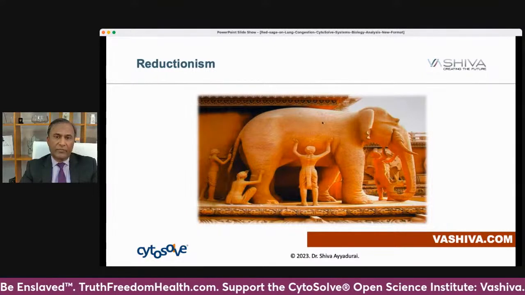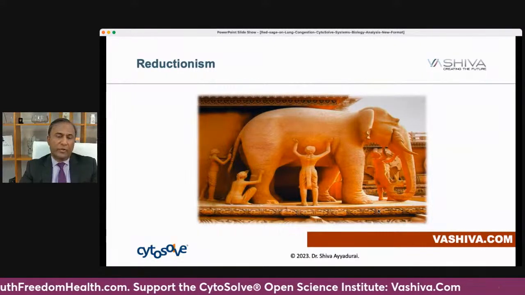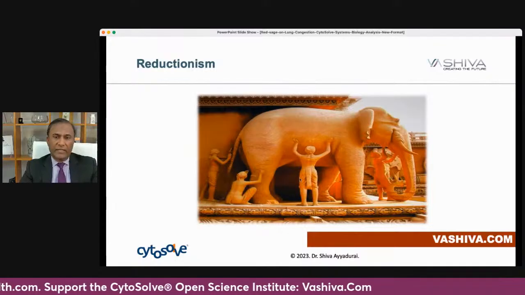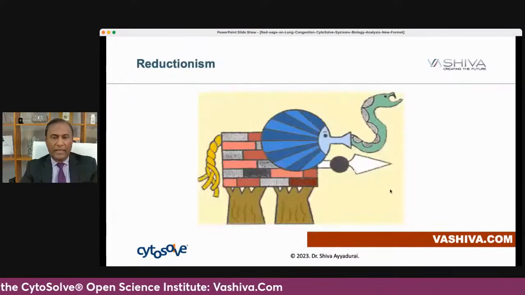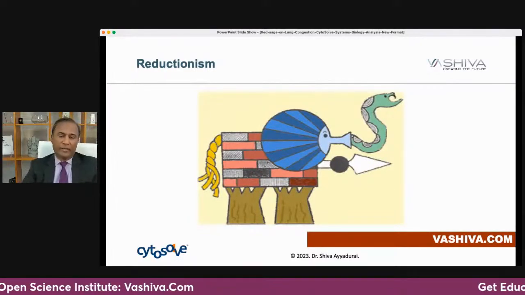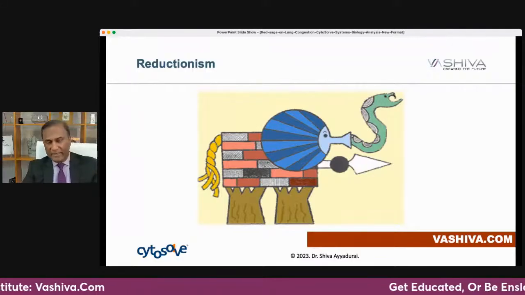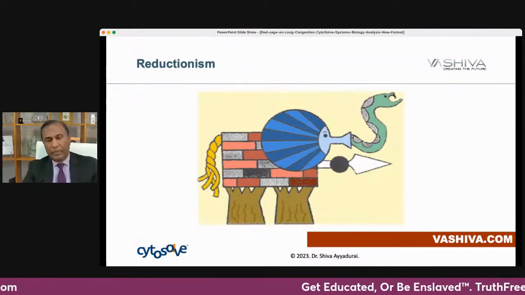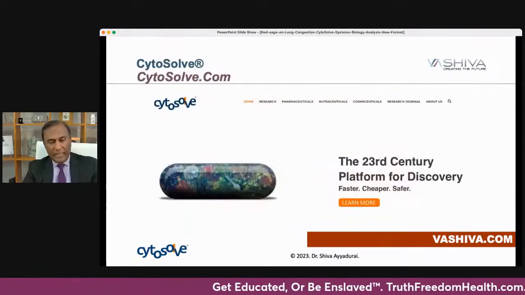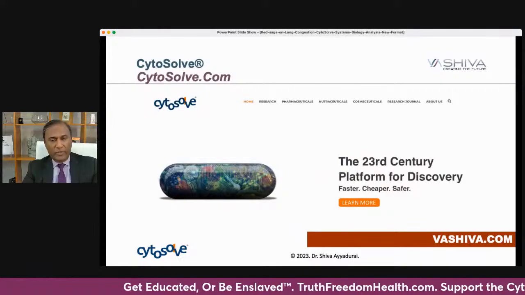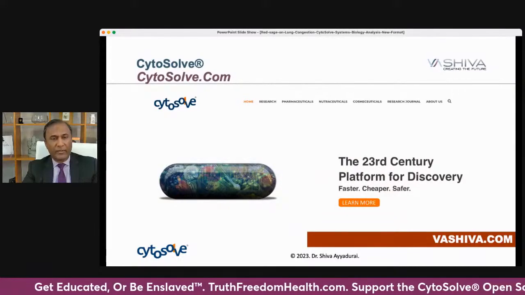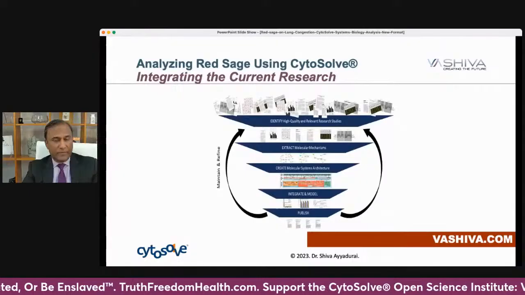So if this represents lung congestion or cancer, the whole elephant, the individual scientists work on different pieces of the puzzle and they don't collaborate. So if they ever really wanted to look at the elephant, they think the elephant looked like this. Anyway, this is a fundamental problem in science. With CytoSolve, we take a 23rd century approach where we're able to really understand all these mechanisms of action.